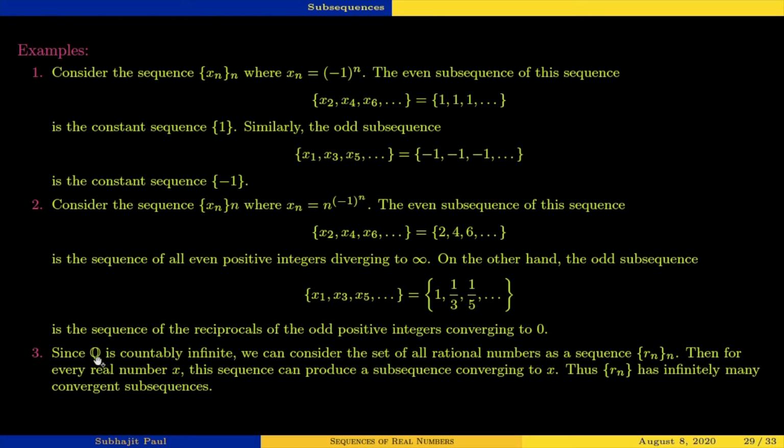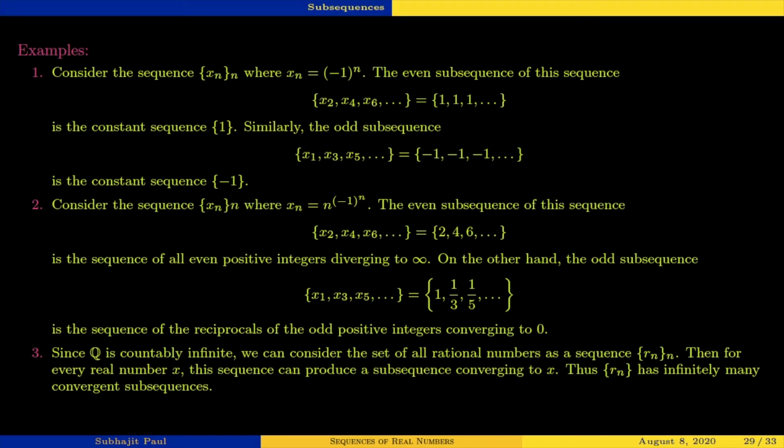Now, third example. Since Q, the set of all rational numbers, is countably infinite, we can consider, and this is a very important example, so listen carefully, the set of all rational numbers as a sequence Rn. So that is a countably infinite set, and we can actually arrange the rational numbers in a sequence, in an array.